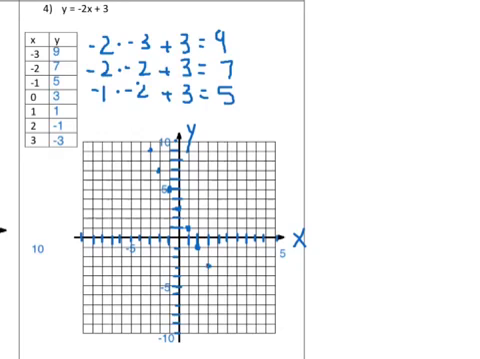And the last thing I have to do is connect the points and draw my arrows. And that is what your graph for number 4 should look like.